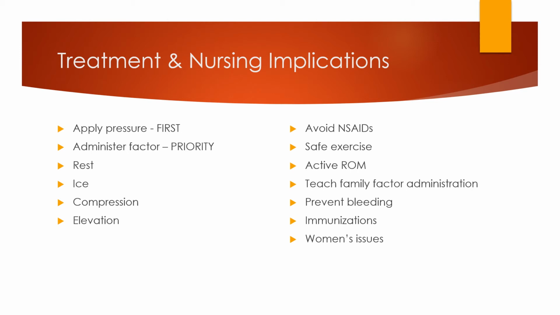After we apply pressure, then we're going to administer factor. That becomes a priority. When we're talking about hemophiliacs, remember, they're lacking in that factor, so they can't clot. So we can sit there and hold pressure for 20 minutes, but the minute that pressure is removed, if we haven't administered factor, then they're going to continue that bleeding. So the first thing we're going to do is apply the pressure, and then we're going to administer factor to these patients.